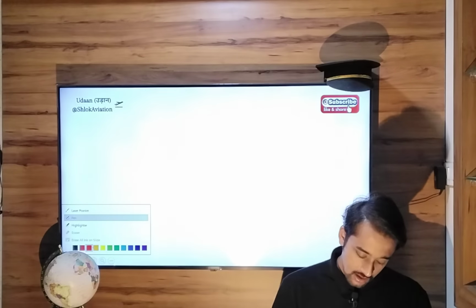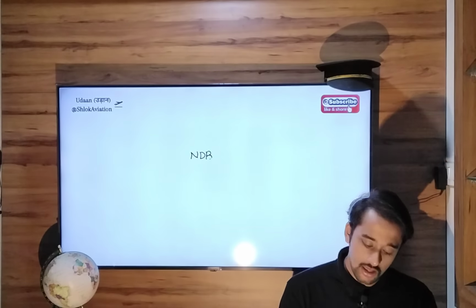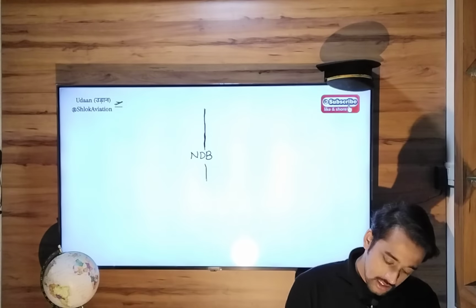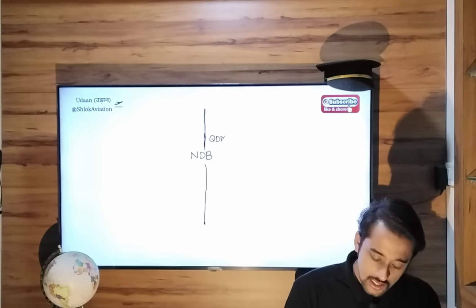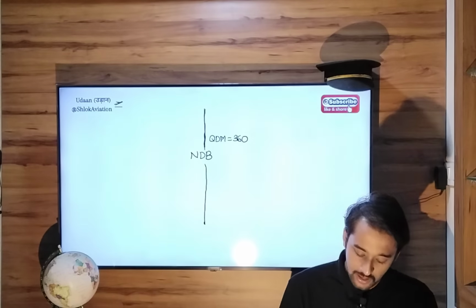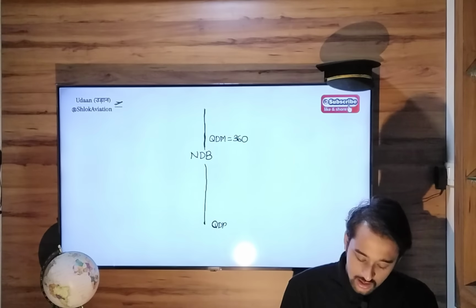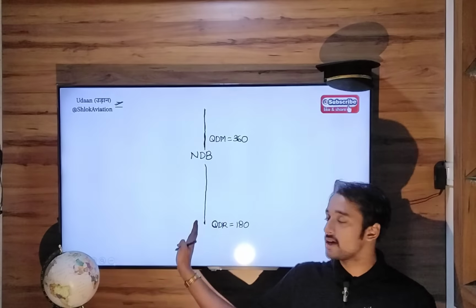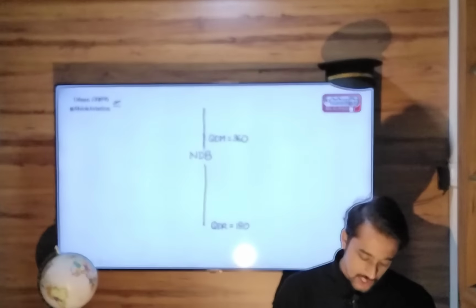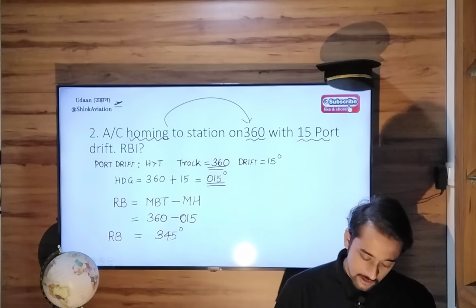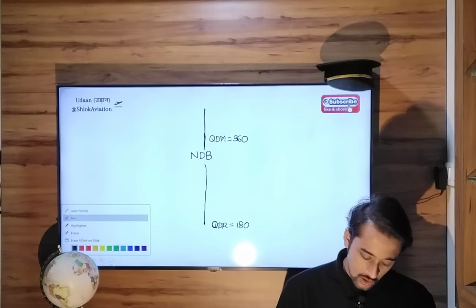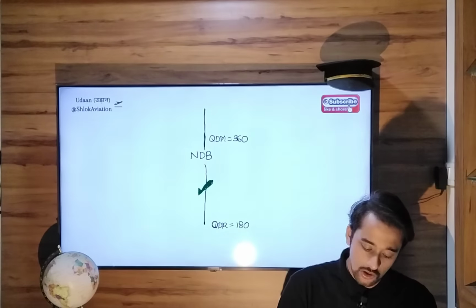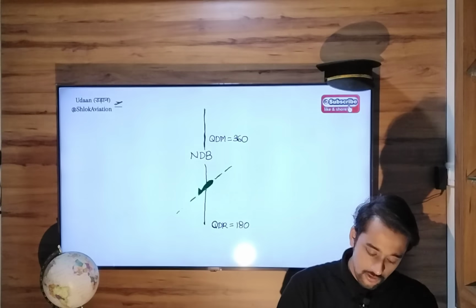Diagrammatically, this is your NDB station. QDM is 360. QDR, track away from NDB, will be 180. So now we know we are approaching the station. That means we are somewhere here, on this side of the NDB station, since we are approaching it. Heading is 015, so somewhere to the right of 360 heading.